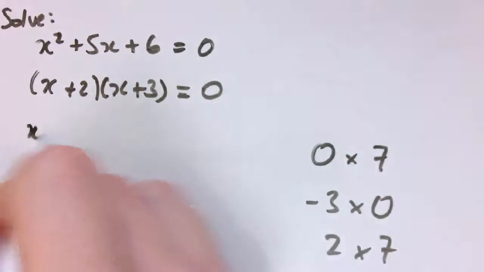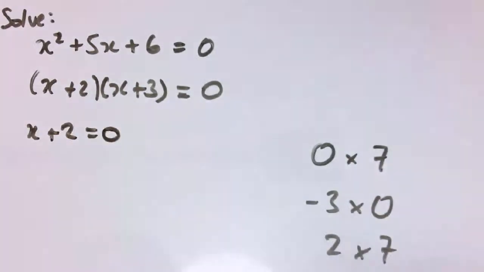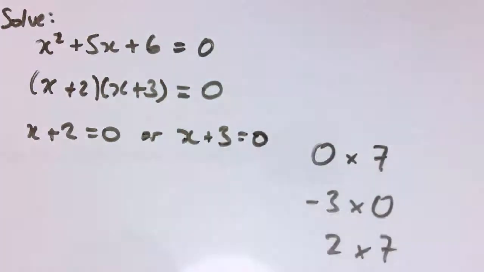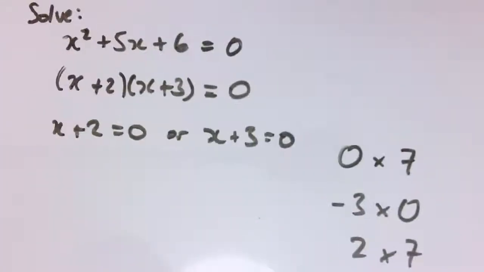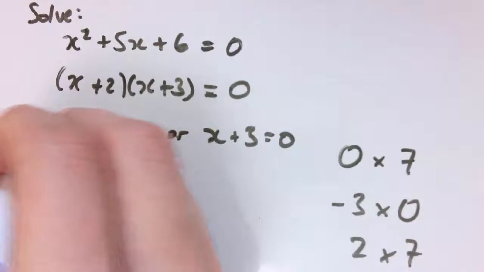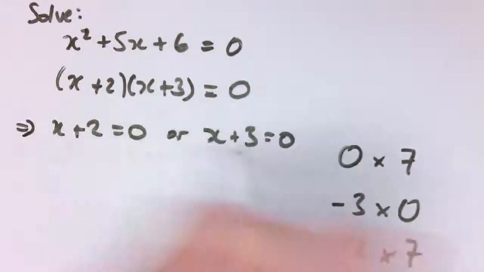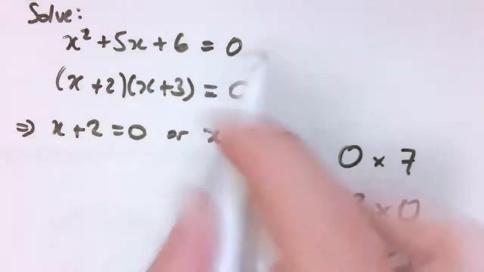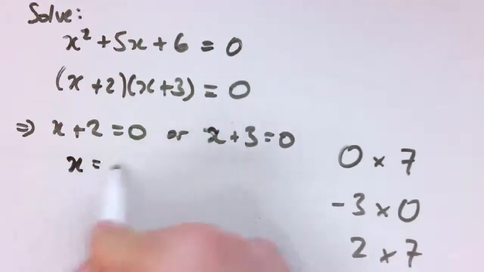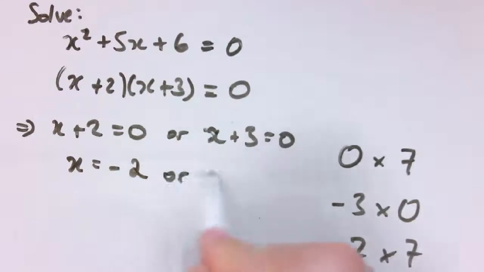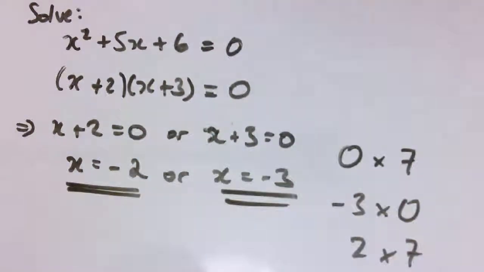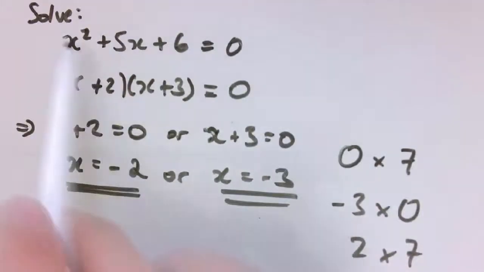So either we must have that x plus 2 is 0 or x plus 3 is 0. I could say that this line implies that one or the other of these two is true. So we've either got x plus 2 is 0 or x plus 3 is 0, so that means that either x is minus 2 or x is minus 3. And these are the solutions to this original equation.